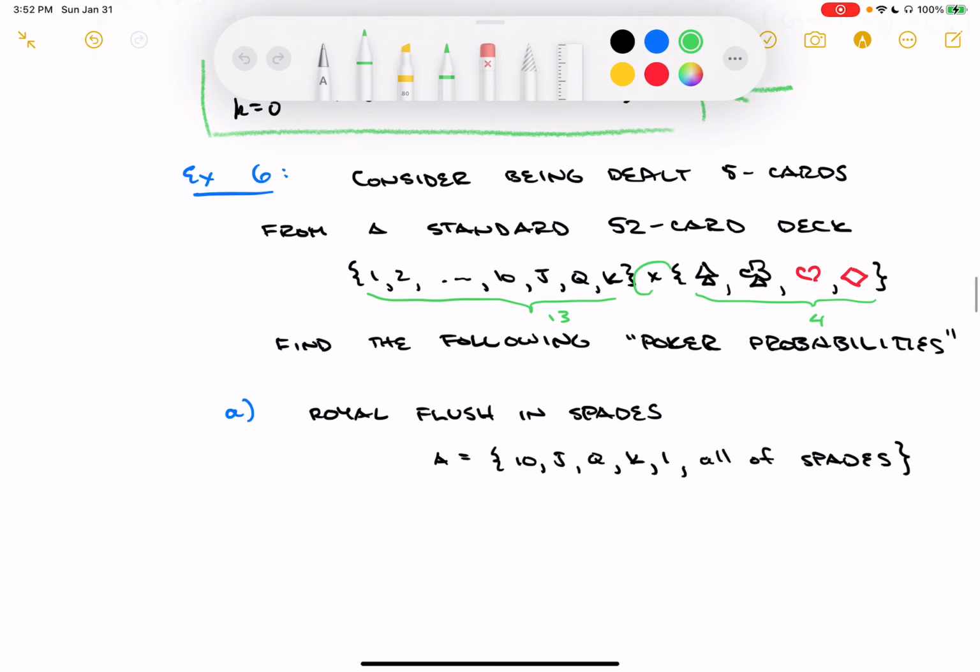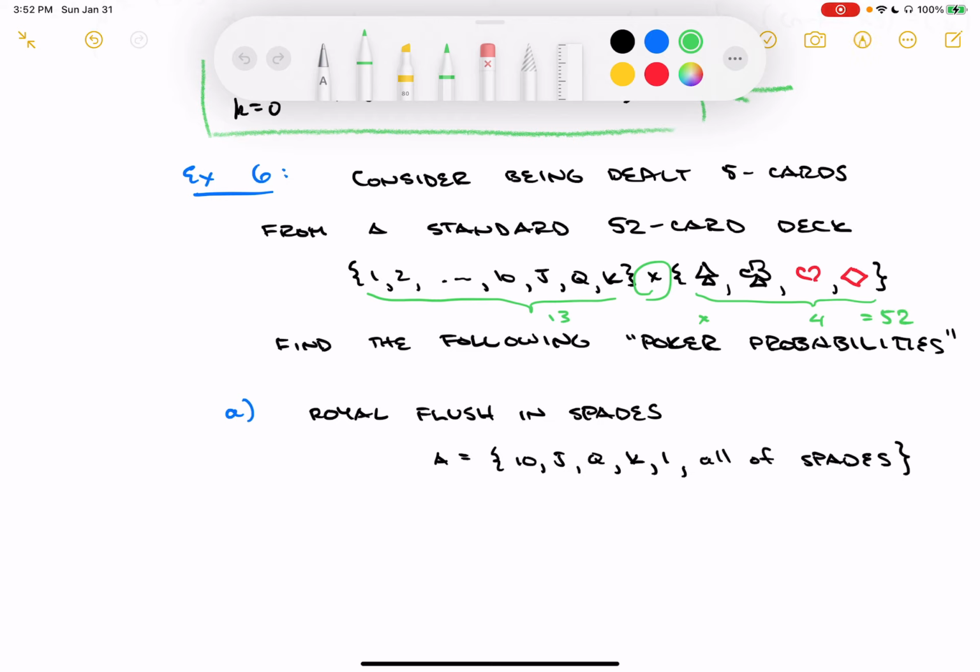And I know I could show this idea of a standard 52 card deck is the Cartesian product between the face and the suit. So for every face, there's a corresponding suit, right? So the total number of outcomes there is going to be 13 times 4 is going to be equal to 52, or the total number of elements in there.